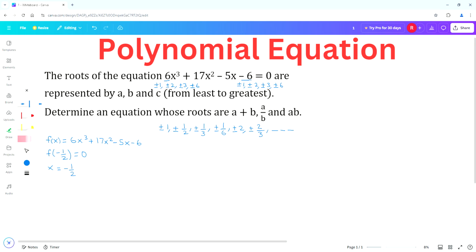Now we can find the binomial factor for the cubic polynomial. We have to set this equation equal to 0. The first step is to cross multiply the 2 on the left side. The first binomial factor for the cubic polynomial is 2x plus 1. Next, we have to do polynomial division to find the other factor for the cubic polynomial. We can use long division or synthetic division. I will use synthetic division in this video.